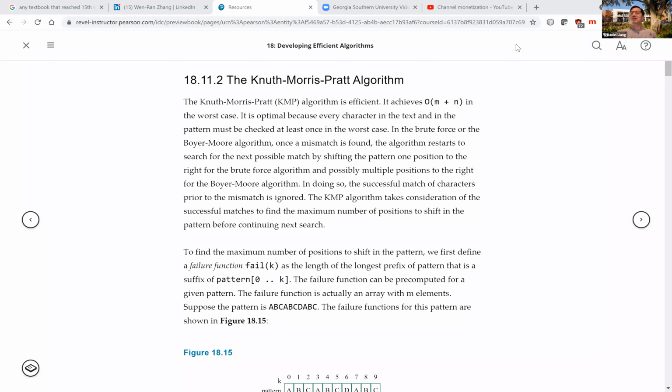Hello, everyone. Welcome back. In this video, we will introduce the Knuth-Morris-Pratt string matching algorithm, also known as the KMP string matching algorithm. This is very efficient. It achieves O(m + n) time. This is optimal because you have to compare every character in the text and the pattern at least one time. So m plus n is optimal.